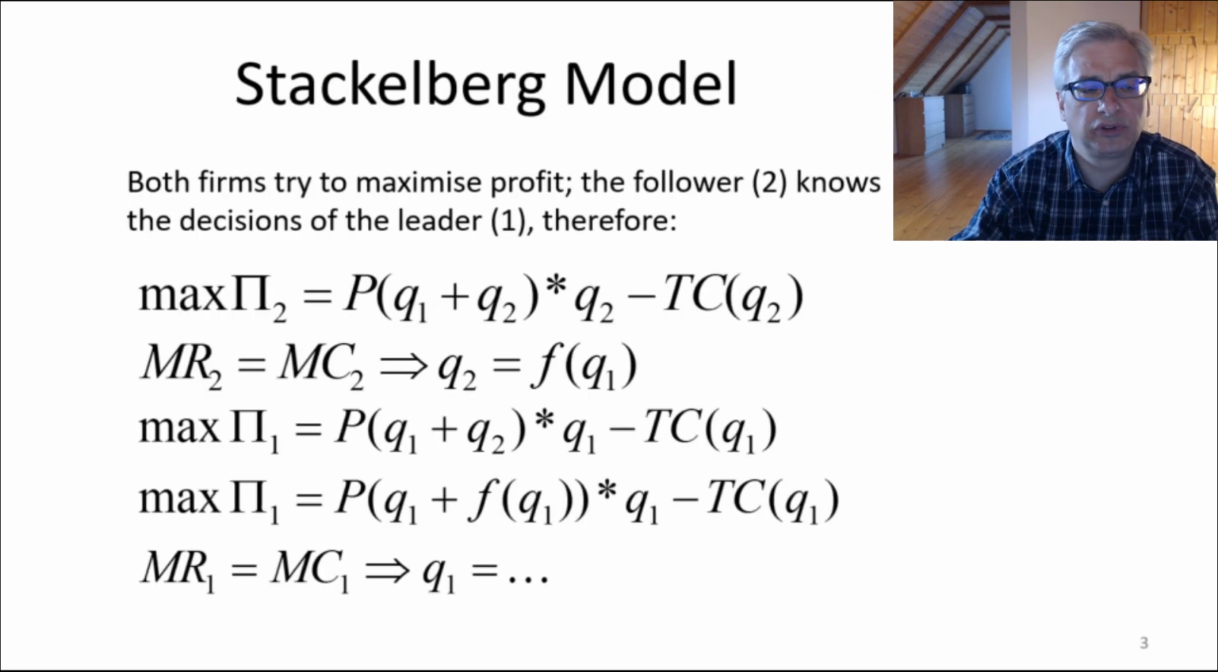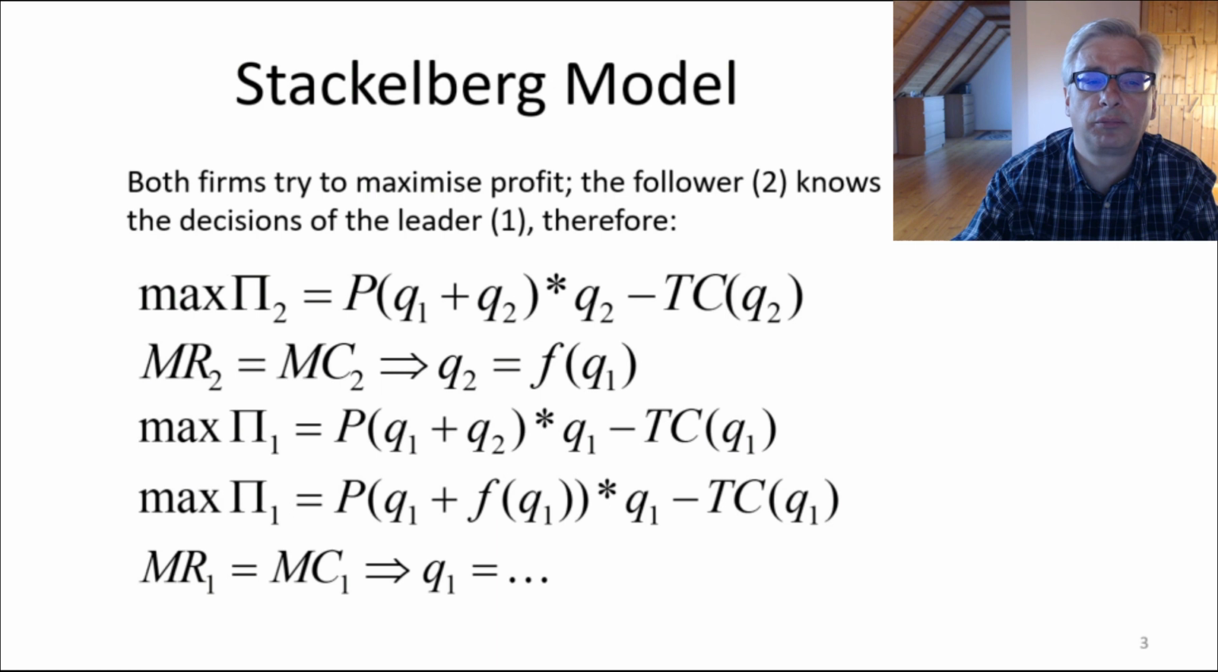How do we solve the Stackelberg model? The idea is pretty simple, actually. Both businesses want to maximize their profit. So we will try to investigate upon that, and we will start with the decisions of the follower. Why? Because the follower is supposed to know the decisions of the leader, so their situation is less complicated.